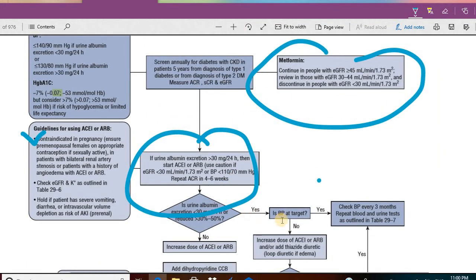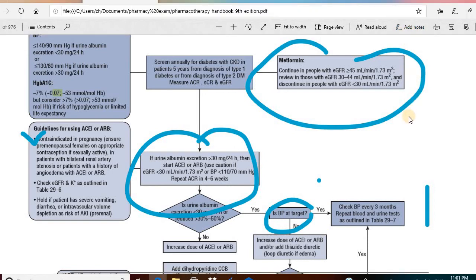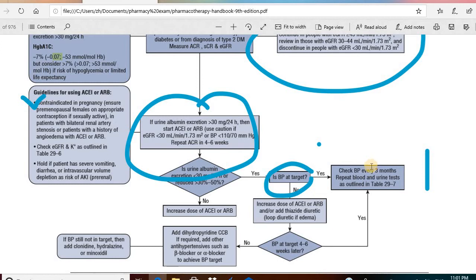ओके, अगर बीपी टारगेट है, if the BP is at target, yes, check BP every 3 months, repeat blood and urine test. और चेक ब्लड और यूरिन टेस्ट. और अगर बीपी टारगेट पे नहीं है तो आपने एसी इनहिबिटर या ARBs की डोज को इंक्रीज कर देना है, या डायरेटिक्स को ऐड कर देना, लूप डायरेटिक इफ एडिमा.